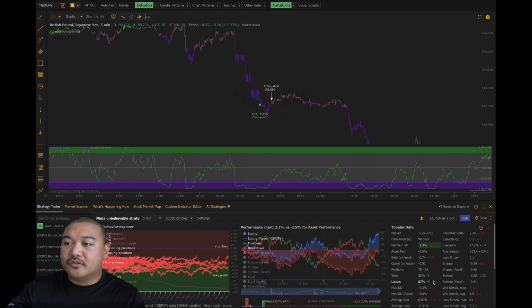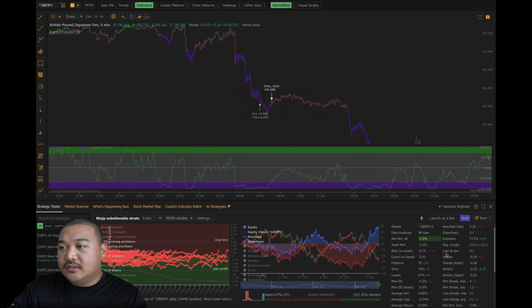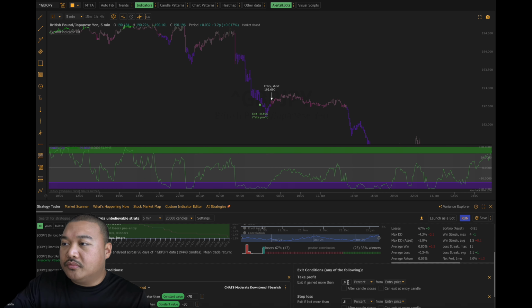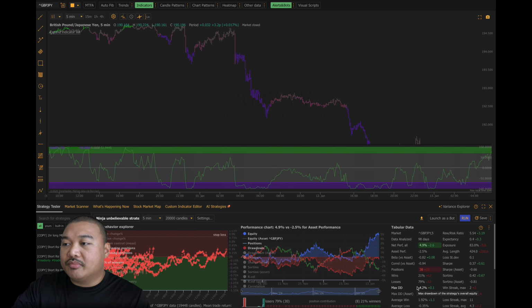Let's see if we go for 2% instead of a 1-to-1. We're going to be at almost a 4-to-1. All right, so we're up at 5% because we're catching the bigger move. The win rate does go down 7% from the original 28%, taking 38 trades total. So that's still around one entry per day for this particular market.